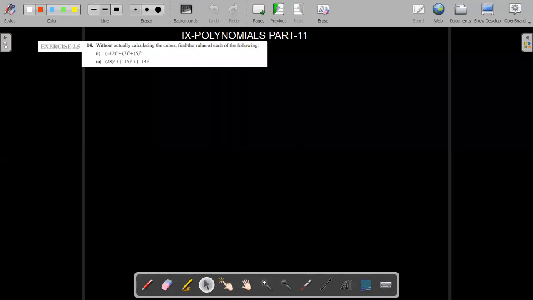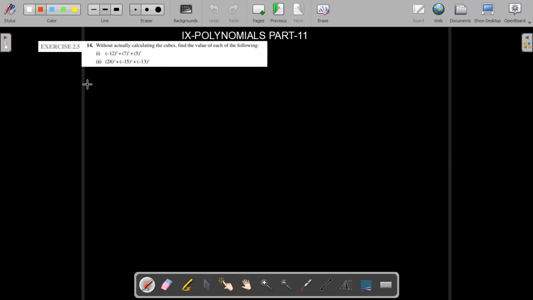Whenever we have to find the cube of three numbers, first we have to check whether their sum is 0 or not. We have to find minus 12 cube plus 7 cube plus 5 cube. Correct? This we have to find out.